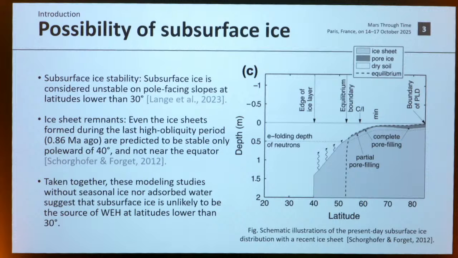And another study shows that even the ice sheets formed during the last high obliquity period are predicted to be stable only above about 40 degrees and not near the equator. Taken together, these modeling studies without seasonal ice nor adsorbed water suggest that subsurface ice is unlikely to be the source of water equivalent hydrogen at latitudes lower than 30 degrees.